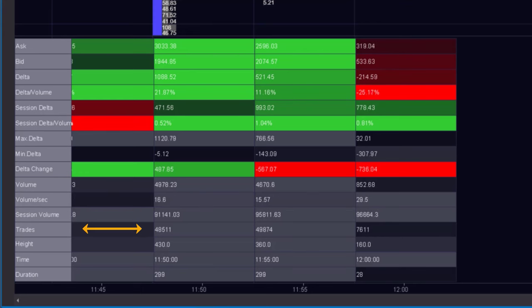Trades. The number of trades executed within a bar. Bar height. The difference between the high and low. Time. The time the bar opened. Duration. The duration of the candle in seconds.